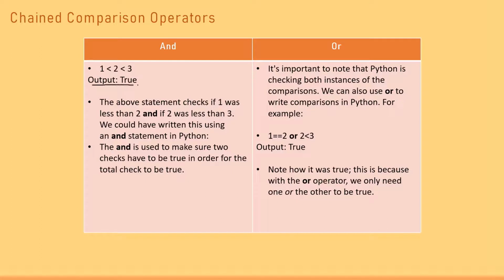So the output of this equation is true. We've learned that. And the next one, the above statement checks if 1 was less than 2 and if 2 was less than 3. We could have written this using an AND statement in Python. The AND is used to make sure two checks have to be true in order for the total check to be true. So to write this command in AND, just break the loop over here and just say 1 is less than 2 and repeat that with 2 is less than 3 or 1 is less than 3.